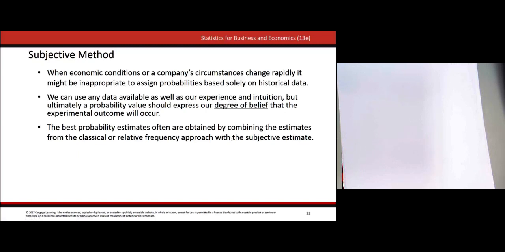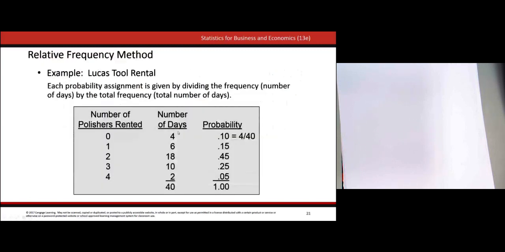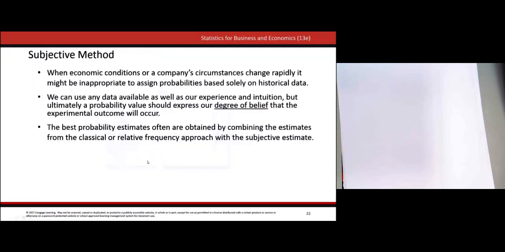Now sometimes you may not assign probabilities based on the historical data only. Like here we use the historical data and assign the probabilities based on this data. But sometimes it may not work. You may combine the data with your experience and your intuition. You can use the data, as well as your experience and your intuition, so that ultimately a probability value should express our degree of belief that the experimental outcome will occur.